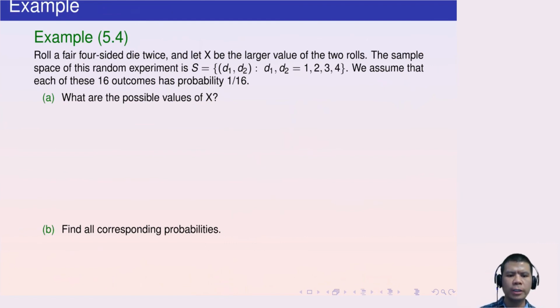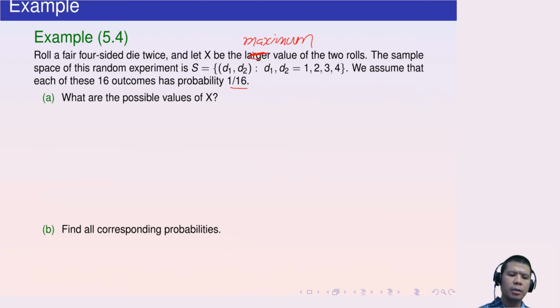Now let's consider another example here. Roll a fair four-sided die twice, and let X be the maximum value of the two rolls. The sample space of this random experiment is given here. We assume that each of these 16 outcomes has a probability of 1 over 16.